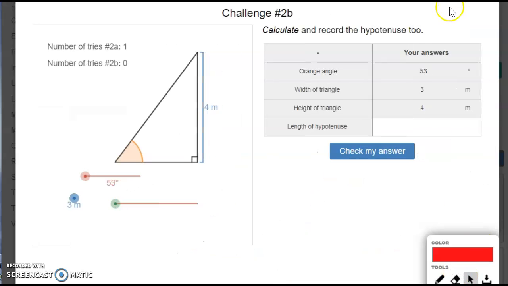All right, then go on to the next card. Calculate and record the hypotenuse here. Okay, so this time the orange angle is measured for us. It's 53 degrees. The width of the triangle is 3 meters, and the height of the triangle is 4 meters. Can you figure out what the length of the hypotenuse is? Well, what do we need to use? Yes, we could use one of the trig ratios, but since we know both of the side measures, we could also use the Pythagorean theorem, couldn't we?